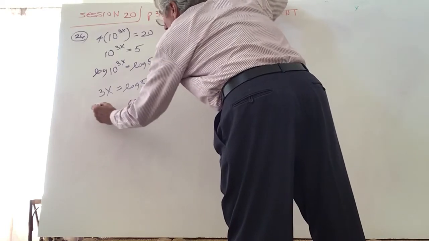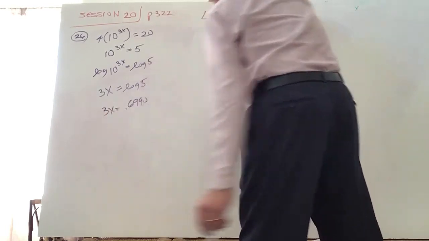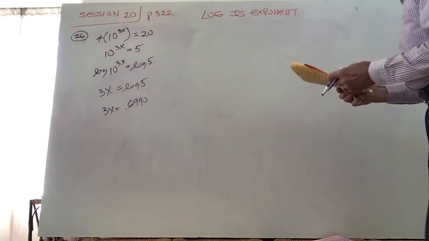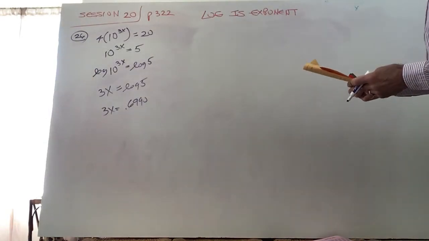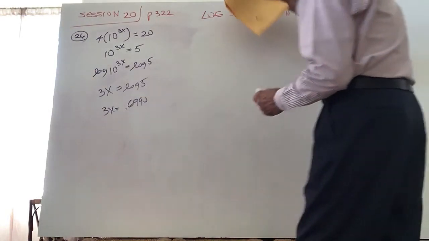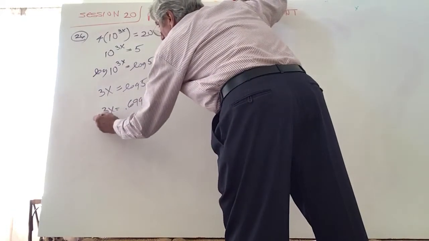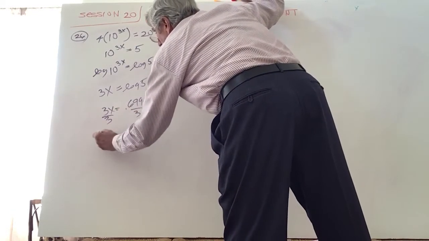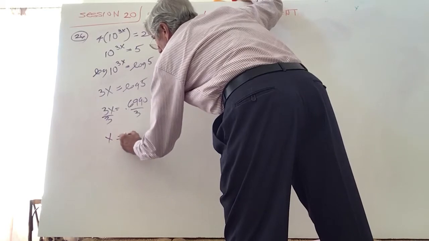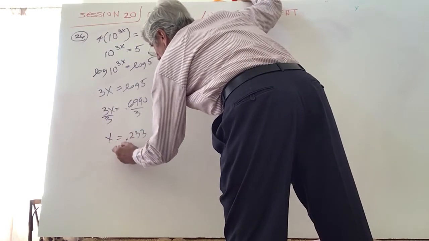Do that please if you would, and make sure that you get the same answer there for log of 5, not the natural log of 5, the common log of 5, 0.6990. Divide both sides by 3, and I think we have it. Divide by 3 on the left and 3 on the right. How about x equals 0.233, okay?